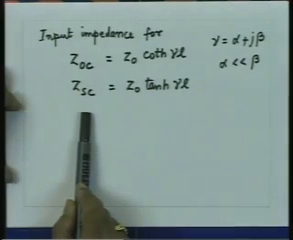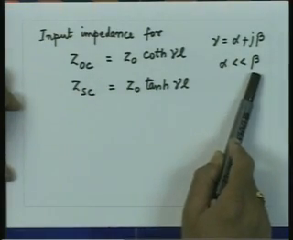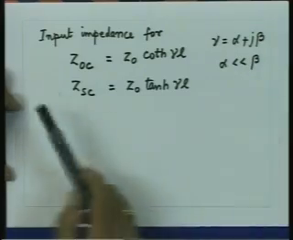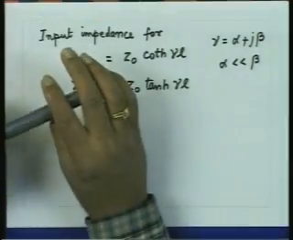So, now what essentially we are saying is, consider any of these cases, the open circuit line or a short circuit line, under the assumption that alpha is much less than beta, and the length is either multiples of lambda by 4 or any arbitrary length, find out under this approximation what will be the input impedance.